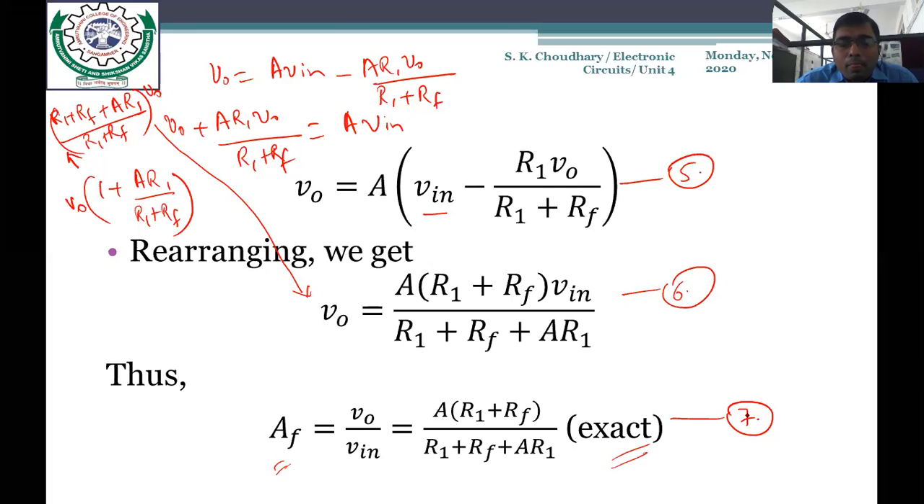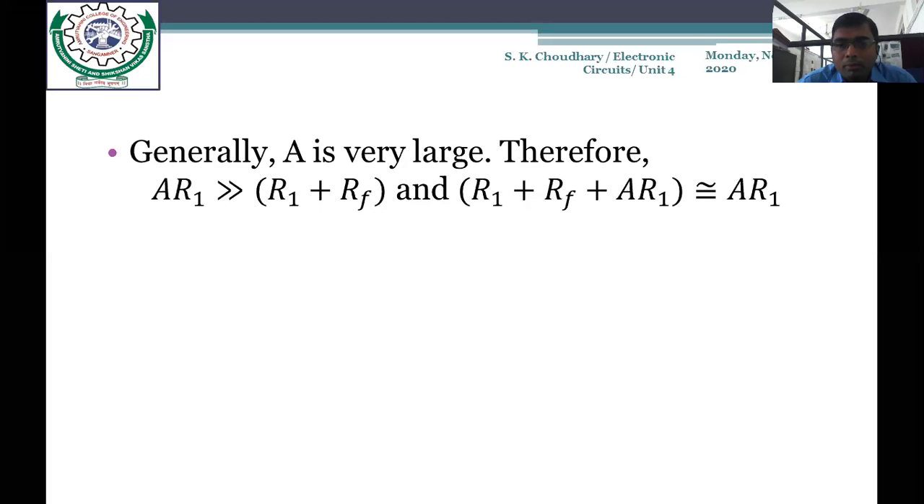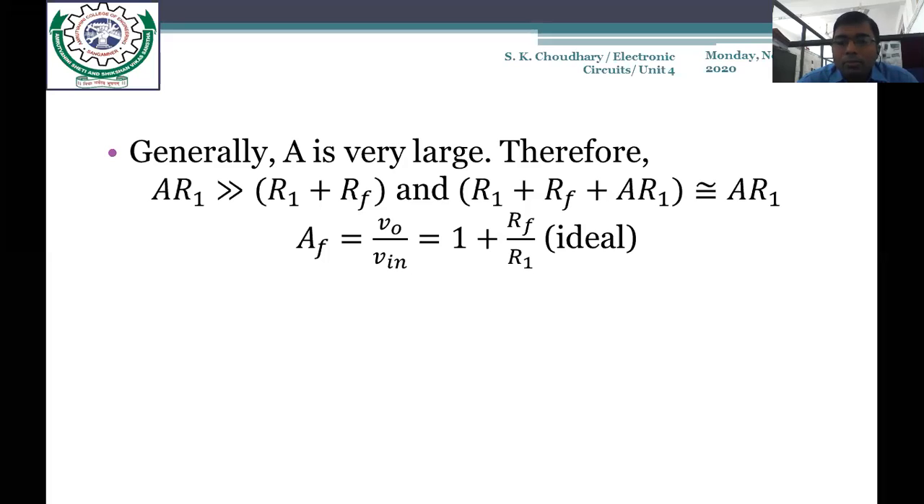Now we find the ideal value also. What is the ideal value of the closed loop gain for voltage series? As we know, A, the open loop gain of the op-amp, is very large. It is some lakhs, 1 lakh or 2 lakhs, for the IC741 which we have taken as the reference IC. So here you can take the product A R1 to be very much larger than the other term in the equation, that is R1 plus RF. According to this assumption, R1 plus RF plus A R1 is equivalent to A R1, because A is a very large number.